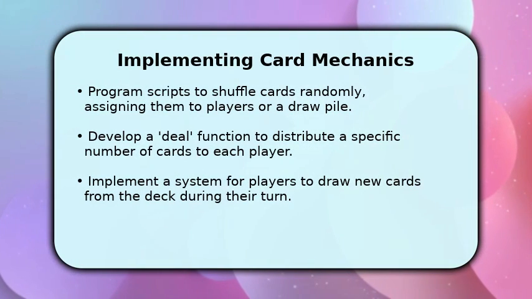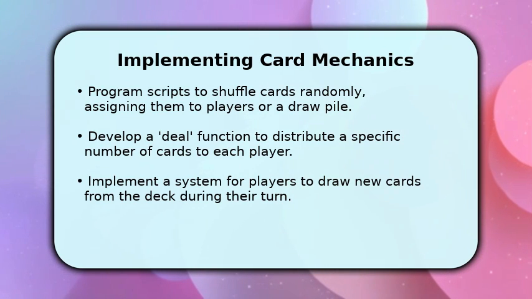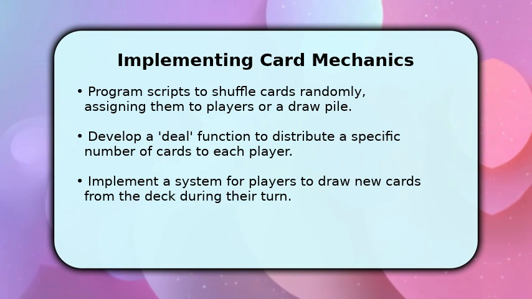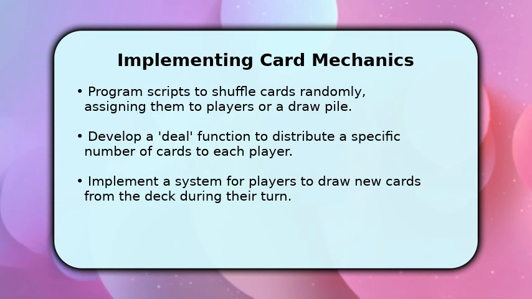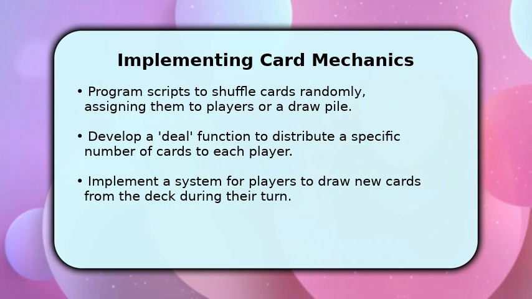Now let's implement the core card mechanics. Program scripts to shuffle your cards randomly, ensuring fair distribution to players or a central draw pile. Then, develop a deal function that can distribute a specific number of cards, perhaps 5 or 7, to each player at the start of the game.